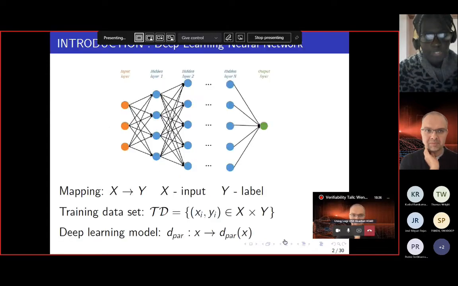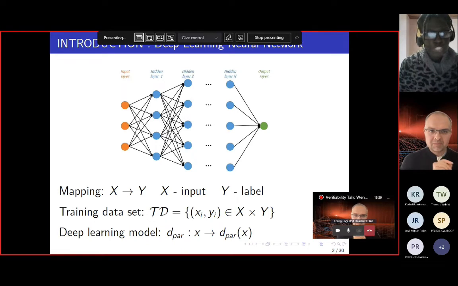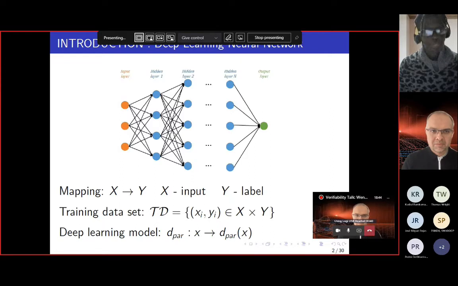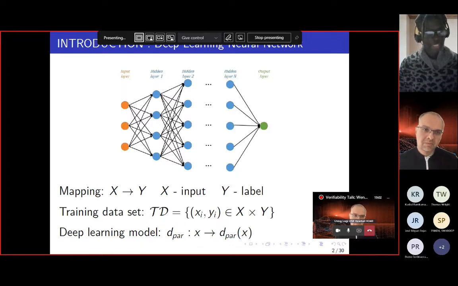So let's begin with a deep neural network. You have a set of input data which the network receives. The network then performs calculations on this set of inputs, and then it gives out an output, which is basically a forecasting of the set of inputs. So for example, in image classification, my input data will be a set of images which I'm trying to train the deep neural network to classify.